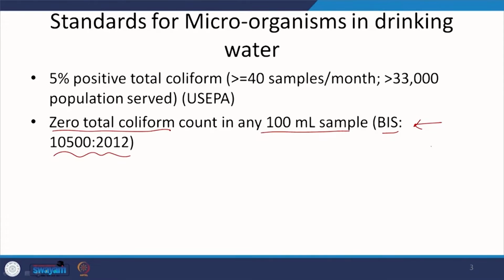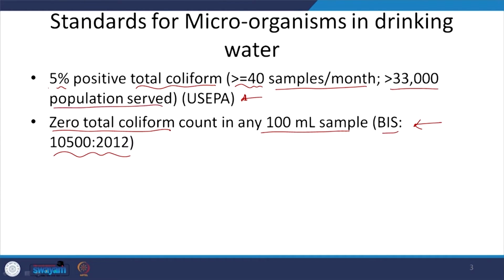But what do we have? We have zero total coliform. Let's compare that with US EPA, right? So it is fine with 5% positive total coliform, right? That seems a bit surprising, but the rider here is that you have to take more than 40 samples per month, especially when the population is greater than 33,000.